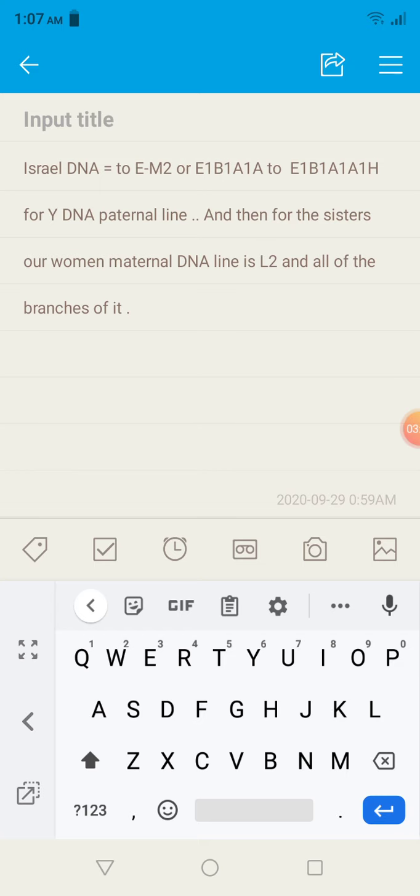And now for the women, our sisters, your women's mitochondrial DNA would be L2, any of those L2 branches. So L2 has a lot of subclades and branches. As long as you are part of that branch of grouping of women, you are an Israelite.